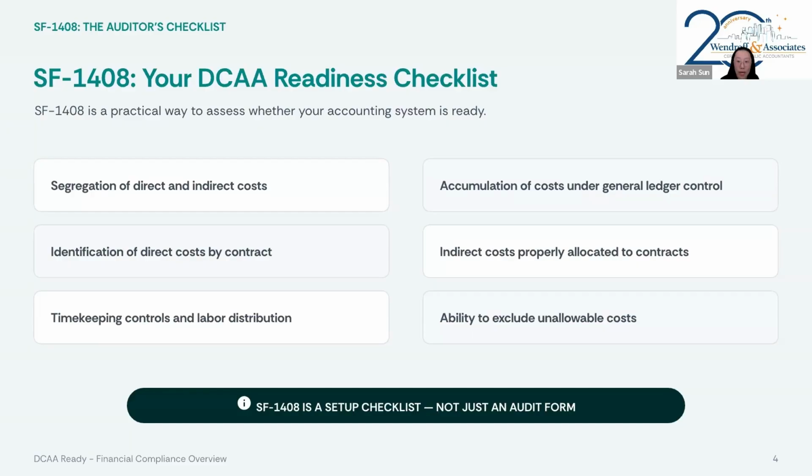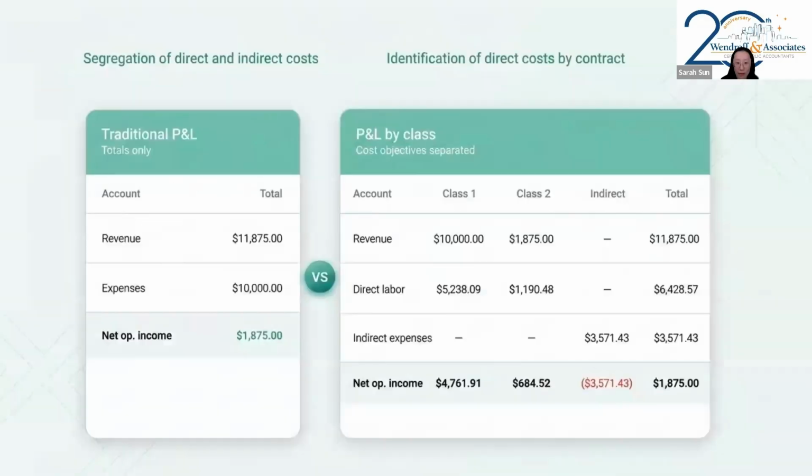So you probably are wondering how you could set up your accounting system to meet these DCAA requirements. And also, how will your financial report, and probably more specifically your profit and loss report, look once you have an accounting system that is DCAA compliant? We have a very simple comparison for profit and loss here.